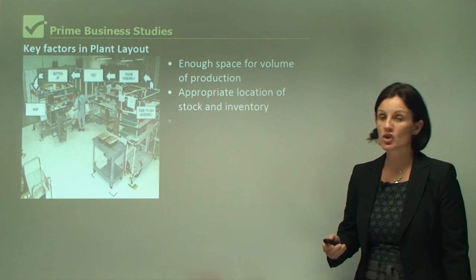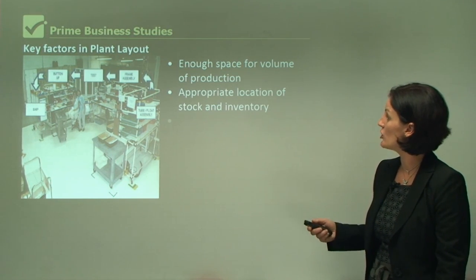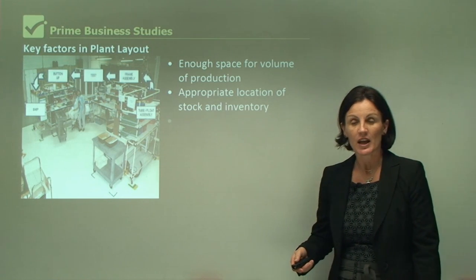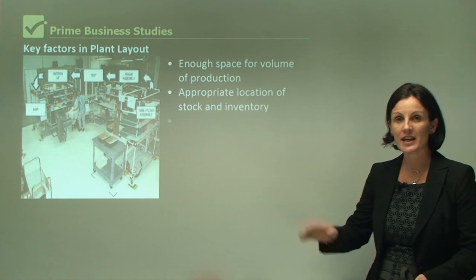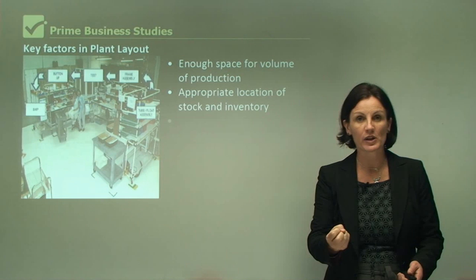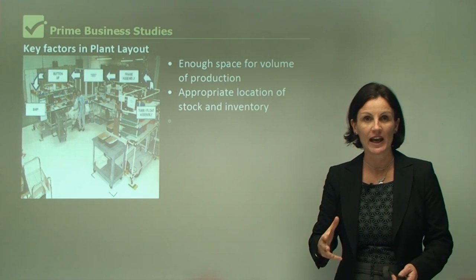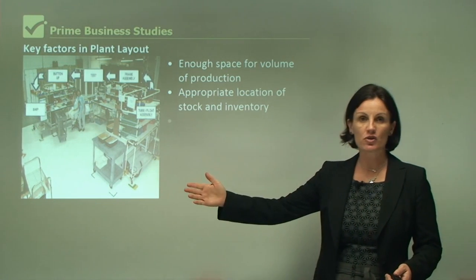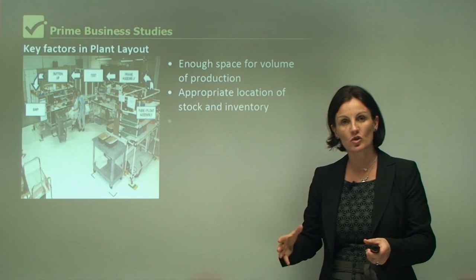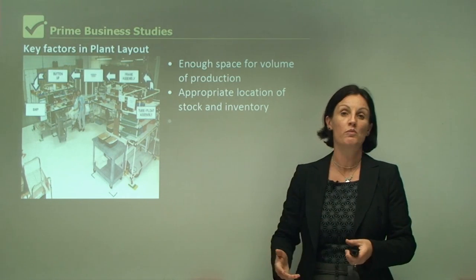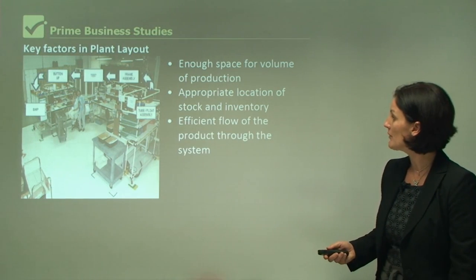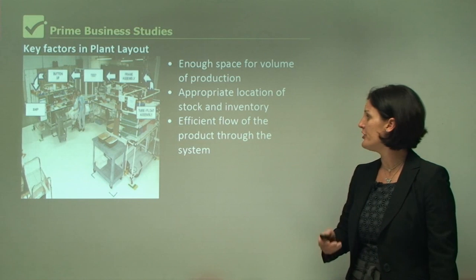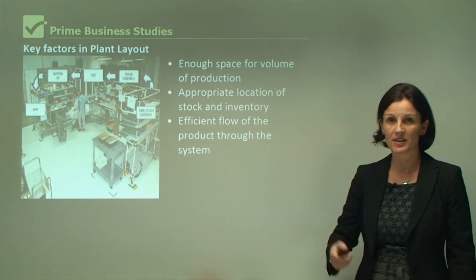I need to make sure that we have an appropriate location of stock and inventory. Now, stock and inventory need to be ready for the operations process so that there's no delay. If I have my stock and inventory too far away, then I have to stop every time I need more raw materials. And I need to make sure that there's an efficient flow of the product through the system.